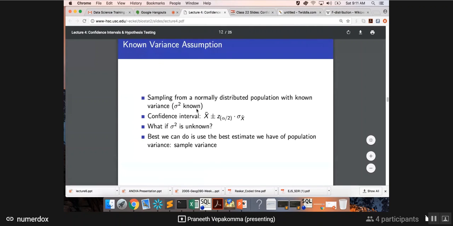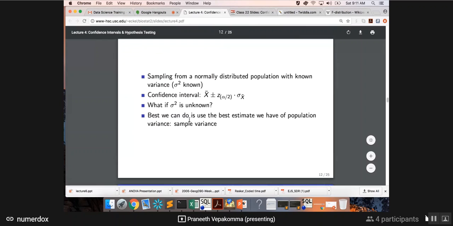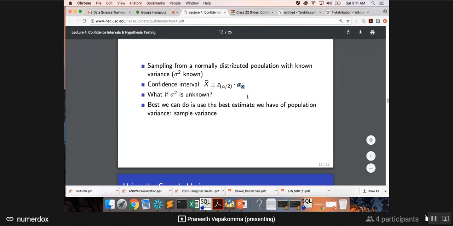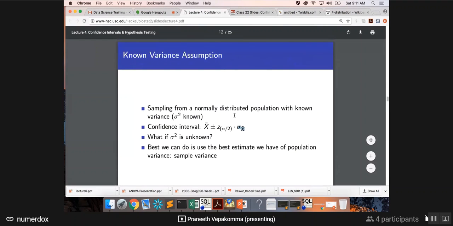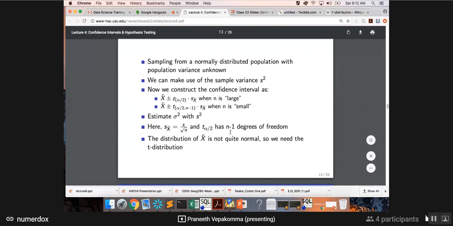So obviously, the best you can do is use the sample variance, the best estimate of the population variance. Here, instead of the population variance, you're putting in the sample variance. This is sigma x bar, not sigma mu. Then your distribution is no longer the z distribution, it is the t distribution, and that is where the behavior comes from. So based on the t distribution, you are making the cutoffs.